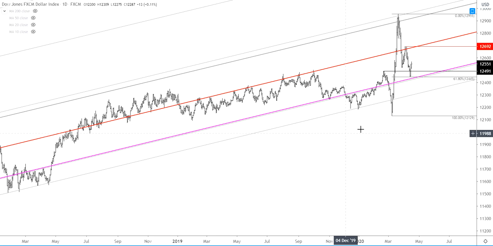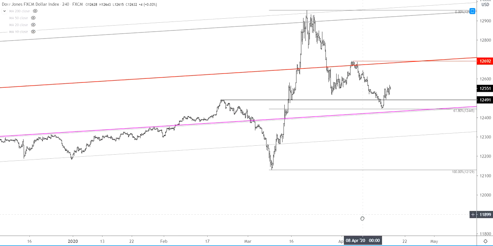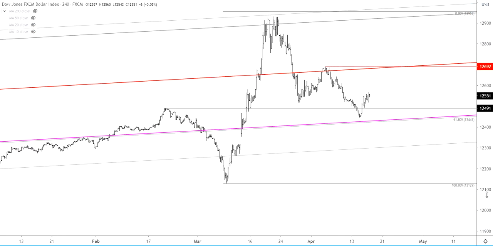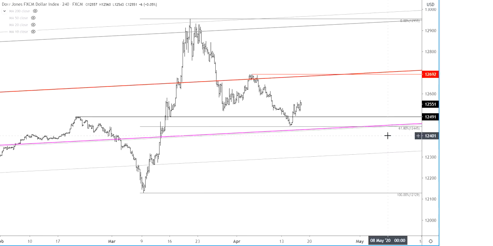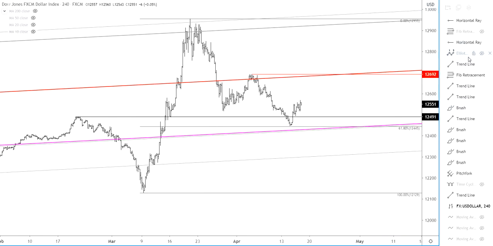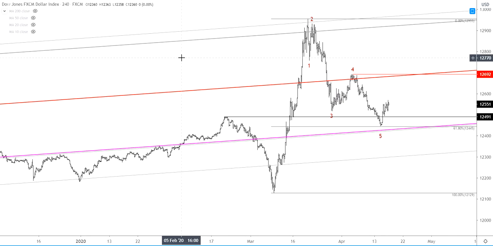Now I'm going to zoom in to a 4-hour chart here. Now this, I'm going to show you a wave count that I've got here. Let's see, where is it? All right, so this is what I'm looking at here on a 4-hour chart on the dollar index. Okay, so I'm looking at this as a 5-wave move down. So 1, 2, 3, 4, 5.